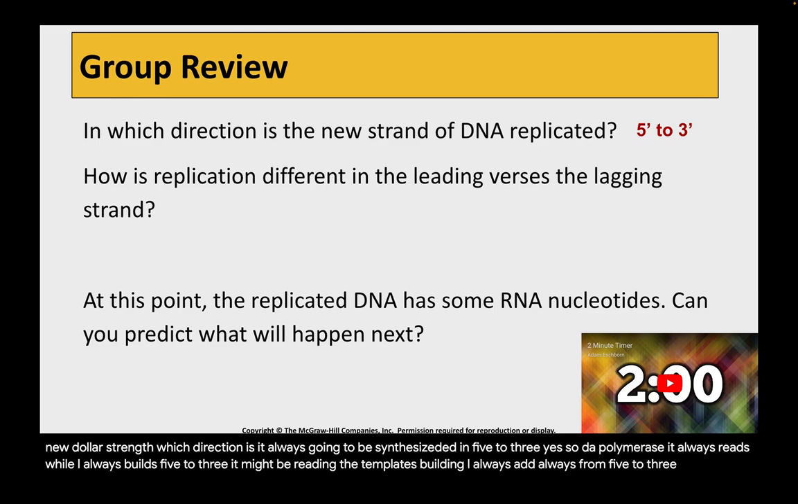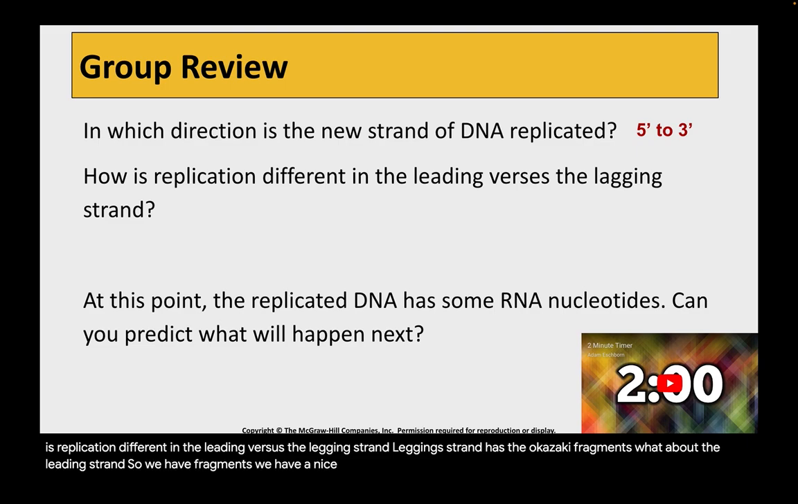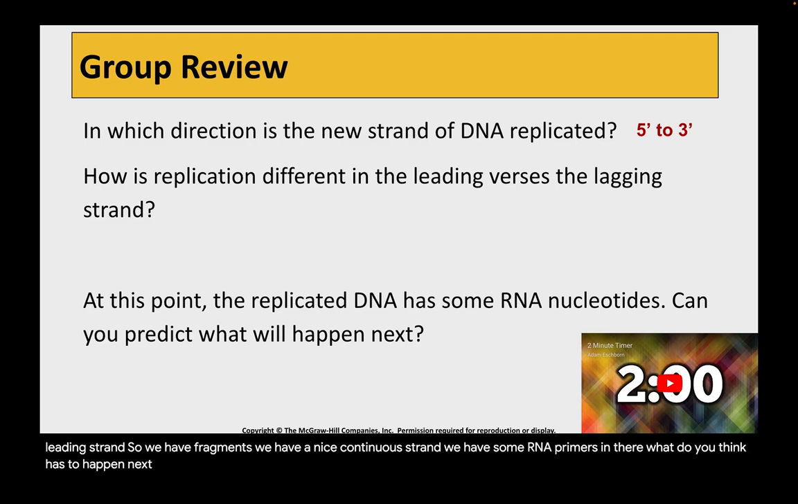All right. How is replication different in the leading versus the lagging strand? Lagging strands have Okazaki fragments. Yeah, so lagging strand has the Okazaki fragments. What about the leading strand? It's nice and continuous. All right, so we have fragments. We have a nice continuous strand. We have some RNA primers in there. What do you think has to happen next? The RNA nucleotides will be replaced by some DNA.